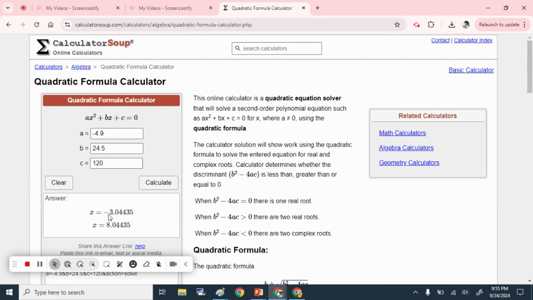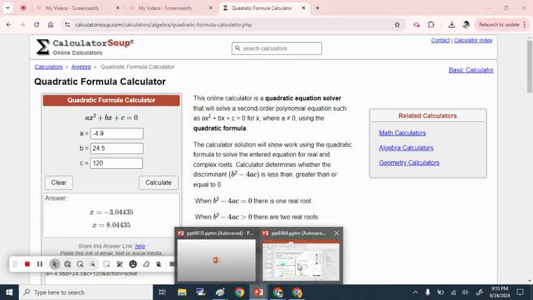Again, I don't care for the negative value because here I'm solving for time, and time cannot be negative. So really it tells me the total time is about 8 seconds. Okay, so 8.04 if you want to be all technical. All right, so let me go back to my stuff here.